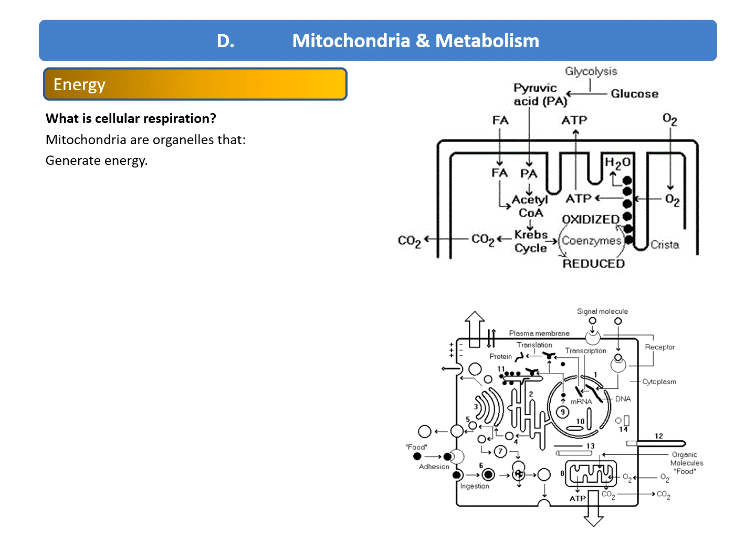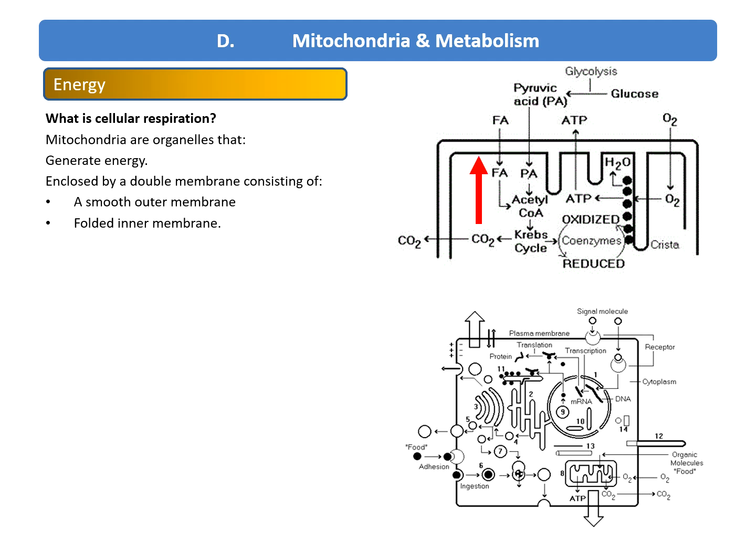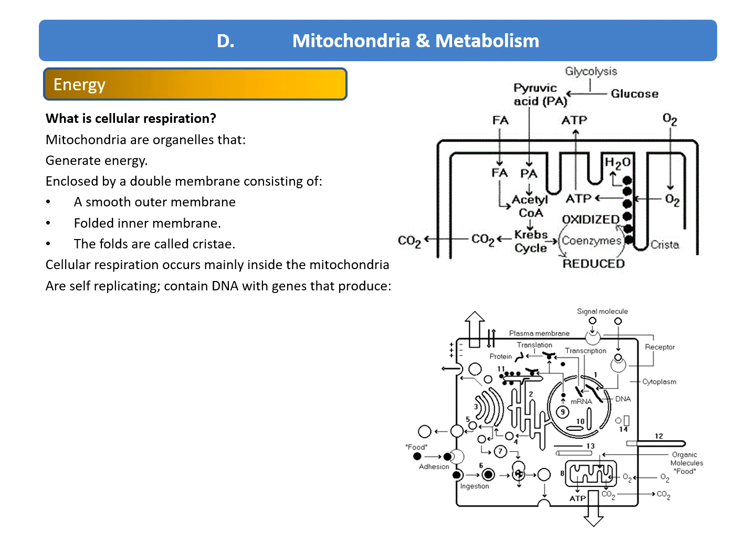A mitochondrion is enclosed by a double membrane consisting of a smooth outer membrane and a folded inner membrane. The folds are called cristae. Cellular respiration occurs mainly inside. Mitochondria are self-replicating. They contain DNA with genes that produce transfer RNA, ribosomal RNA, and mitochondrial proteins.